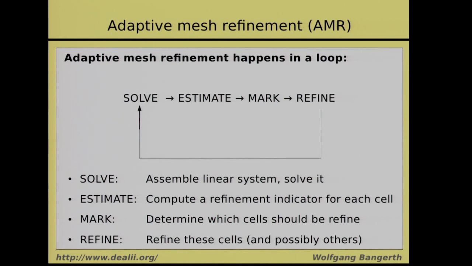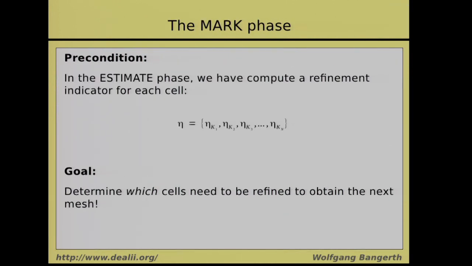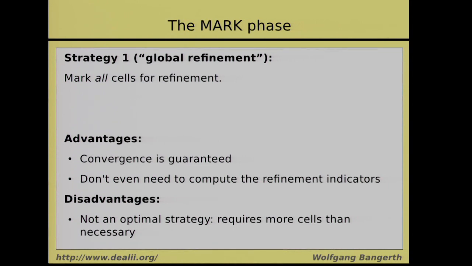So, like I said, we've discussed the solve, the estimate, and the refine parts of this loop in previous lectures, and the point of this lecture is then to talk about the mark strategy. What this mark phase is really about: from the estimate phase you already have a set of refinement indicators. For every cell K1, K2, K3 until Kn, we have an indicator eta K1, eta K2, eta K3 that tells us something about the size of the error on this particular cell. And the goal of the mark phase is then to decide, based on these indicators, which cells we want to refine. So there are at least three strategies that I can come up with.